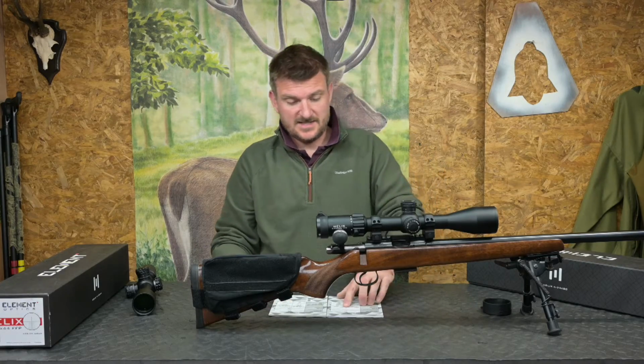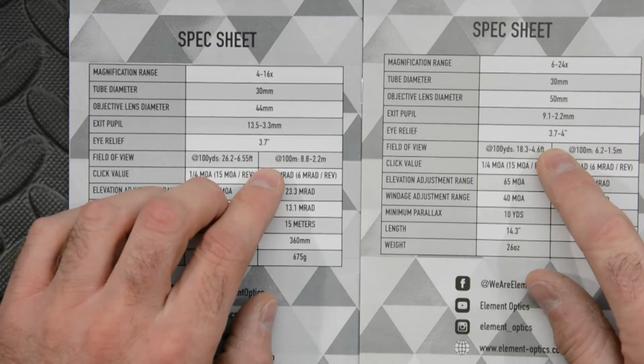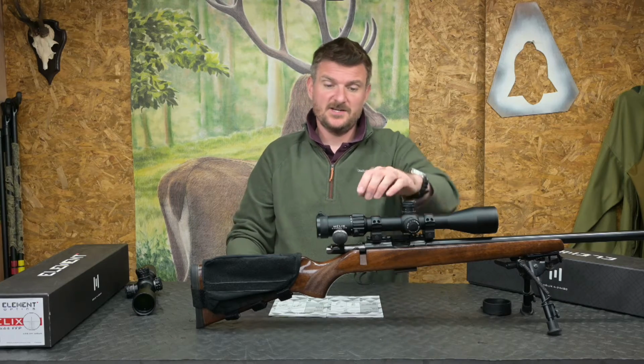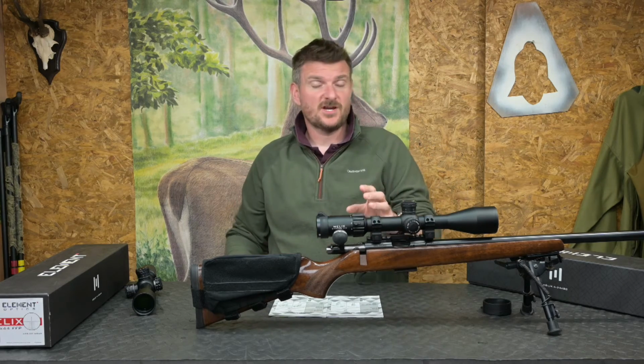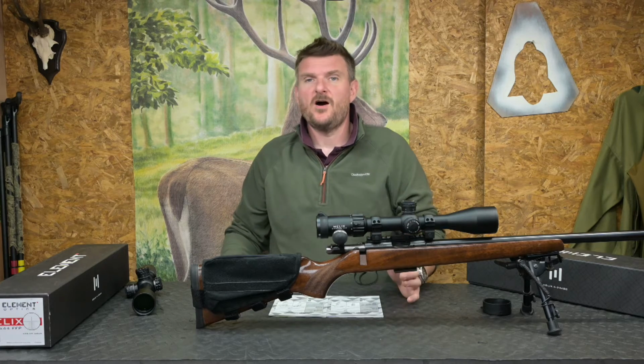The next factor to look at is the eye relief. Now it says 3.7 inches, and that's 3.7 to 4 inches. Now eye relief does vary slightly as you change the magnification setting on a rifle. Some rifle scopes are very, very problematic for that, but Element aren't one of them.